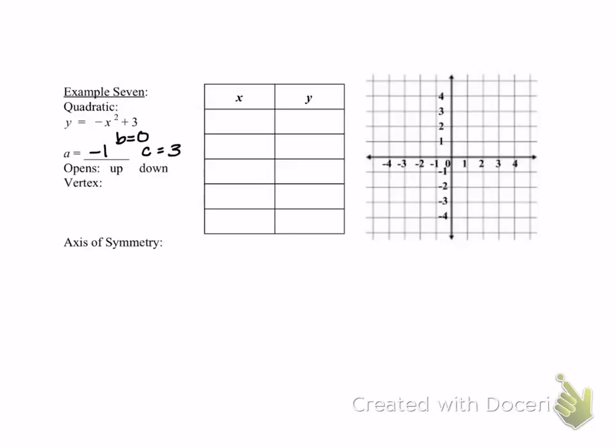So from that, we can see that it opens down. We can see that the vertex, which we do -b over 2 times a, well, b is 0, so it's just 0 over 2 times -1, which is still just 0. And then our axis of symmetry is x equals 0. We plug it into the middle spot in our chart. We put a 0 here.